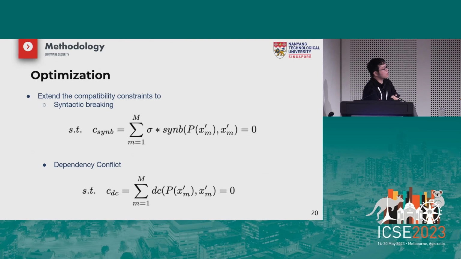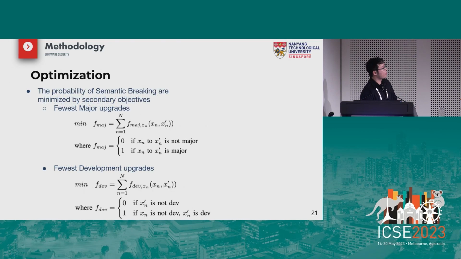We further break down the compatibility constraint into the syntactic breaking and the dependency conflict, as we found in the previous study. The syntactic breaking can be detected by the existing API checkers incorporated with the reachability analysis to make sure there is no incompatible API used in the code. And dependency conflict is a common issue in the Maven ecosystem. We also design some rules to make sure it won't be triggered. We also introduced some secondary objectives, like minimizing the major upgrades and the pre-release upgrades in our final suggestions.